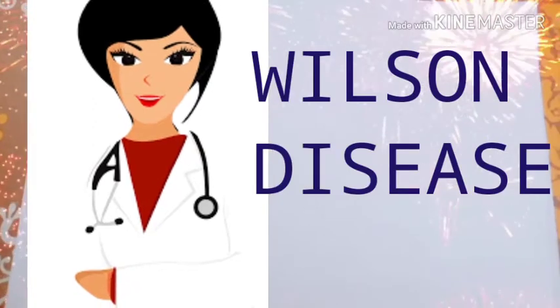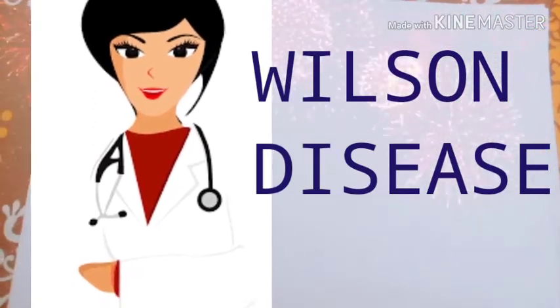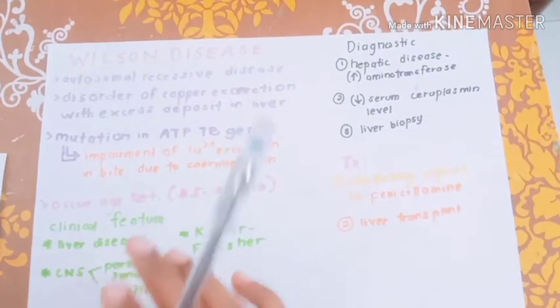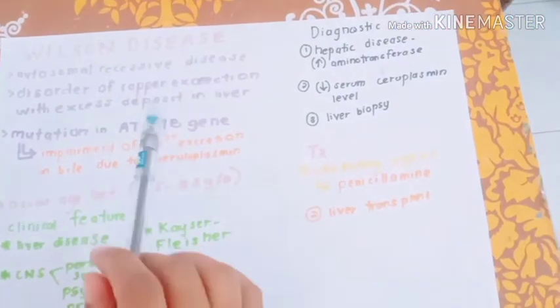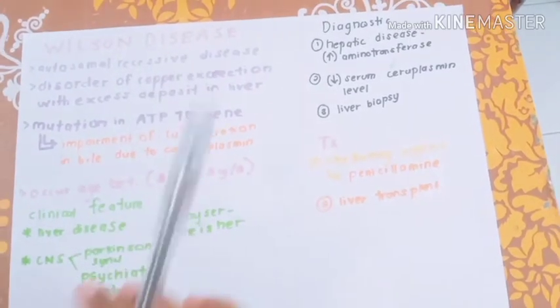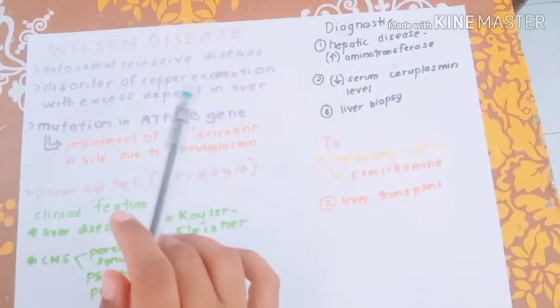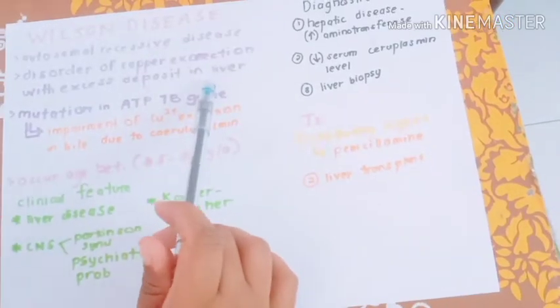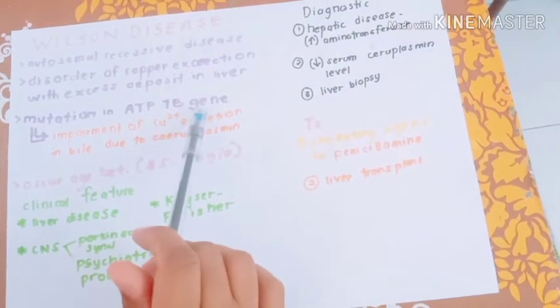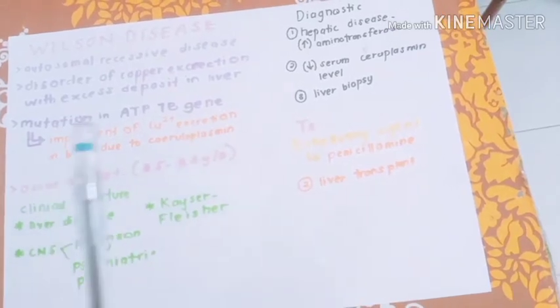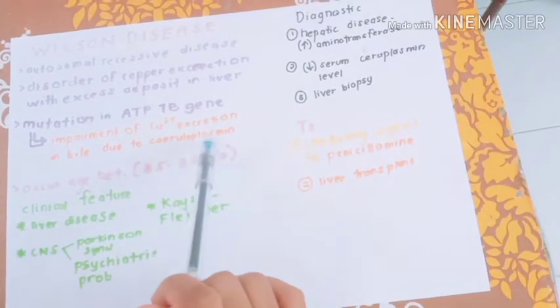So today we will be discussing Wilson disease. What is Wilson disease? Wilson disease is an autosomal recessive metabolic disorder which impairs our copper excretion, causing copper to accumulate in our body, basically in our liver. It is a mutation in the ATP7B gene which impairs our copper excretion in bile due to ceruloplasmin.